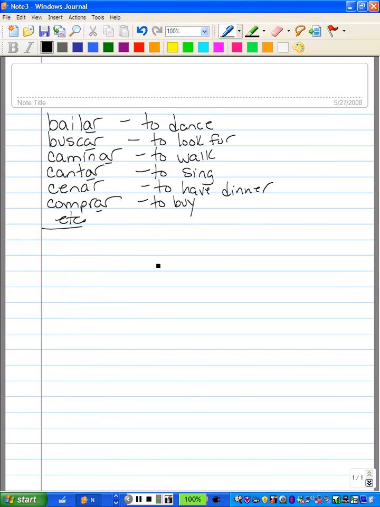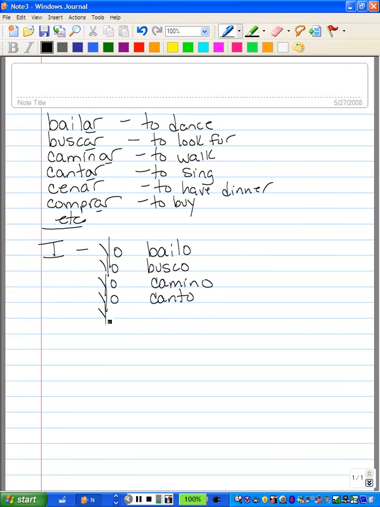So on any one of these, if you want to say I do any of it, which in Spanish you would say yo, then you would say yo bailo, that's I dance. Yo busco, I search for or look for. Yo camino, I walk. Yo canto, I sing. Yo ceno, I have dinner. Yo compro, I buy. Every single one ends in the letter O.